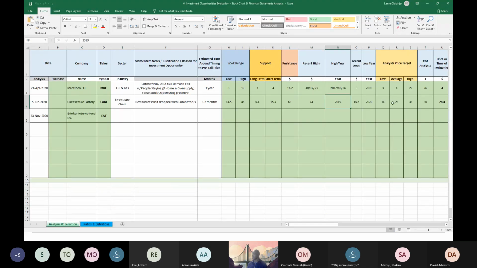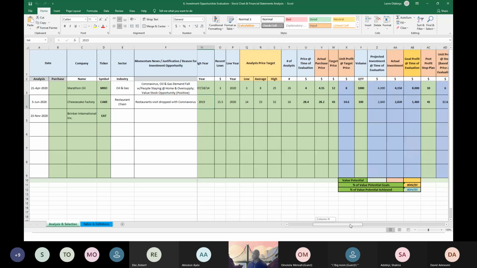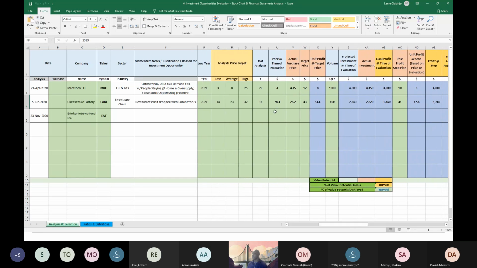The year of the high, the recent lows. We'll come back to all of them later, but any that you can fill, go ahead and fill.